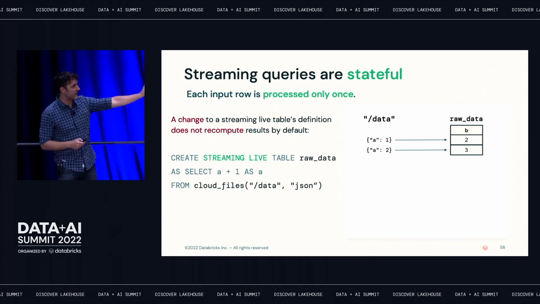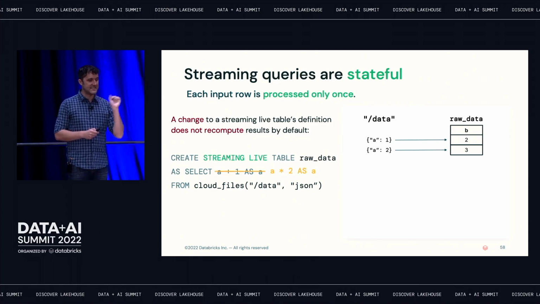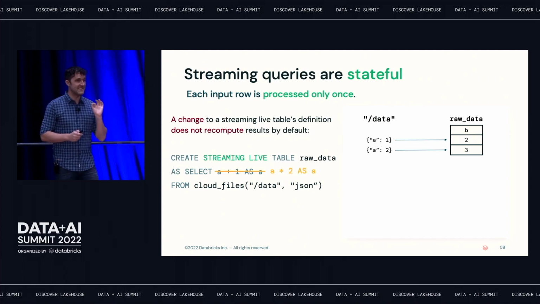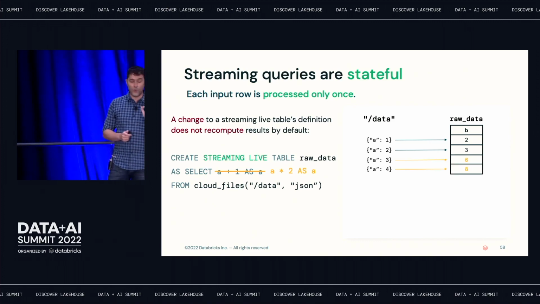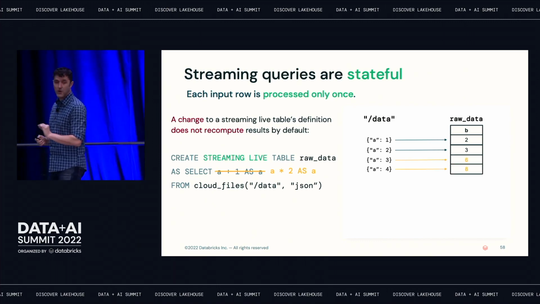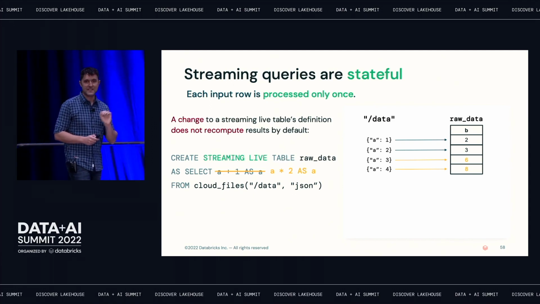Let's say I have this very simple query here that's reading A+1, and let's say I change that code. It's not going to go back in time and update that data that was already processed. Only new data that comes in will use the new code. So you can see that's why only those new rows are using the ×2 instead of the +1.